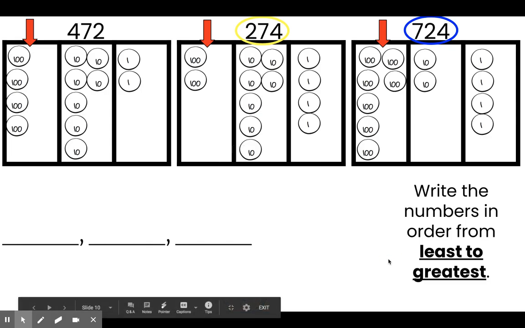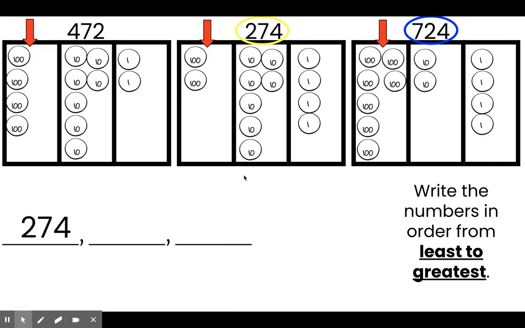Okay, let's start with the number that has the least value. Remember, we circled it in yellow. It's the one that had the fewest groups of 100. 274 was the number that had the least value. It had the fewest groups of 100.